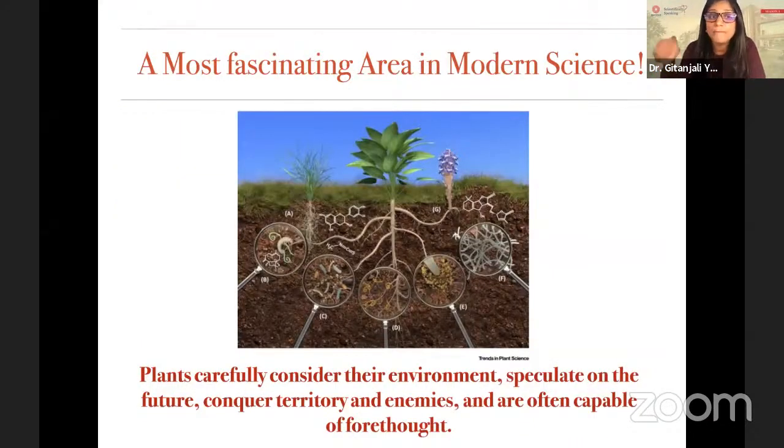And so therefore, plant communication is the most fascinating area in modern science. A lot of us are doing research on it about different aspects. I will come to telling you what little bit of this that we are working on in the lab. But remember always that plants are very carefully considering their environment, speculating on the future, conquering new territories and enemies, and they are often capable of extremely high resolution forethought, okay?